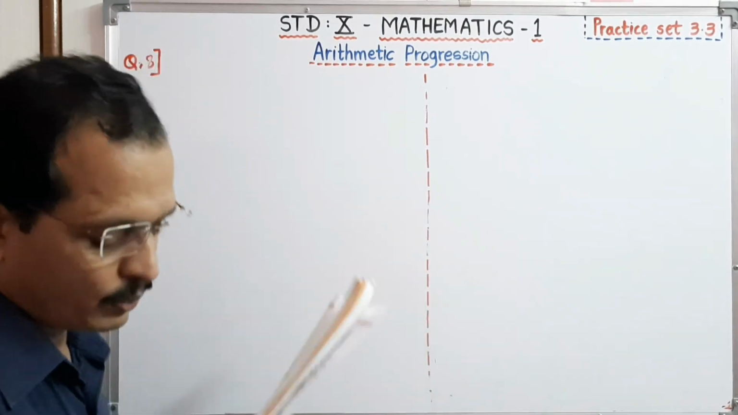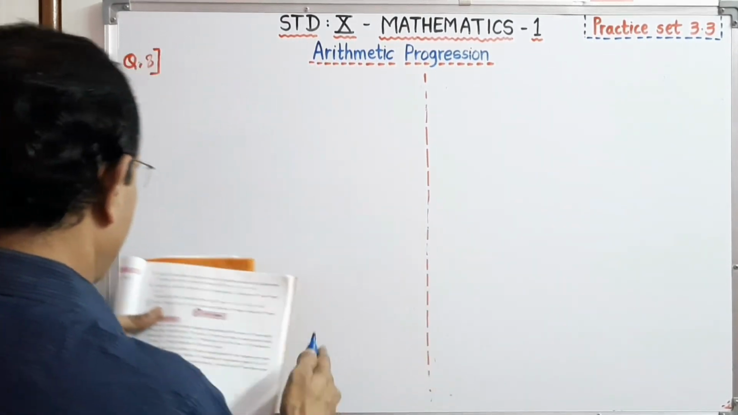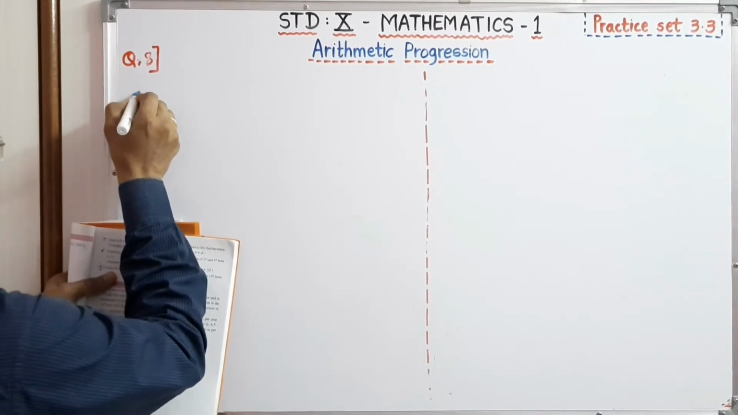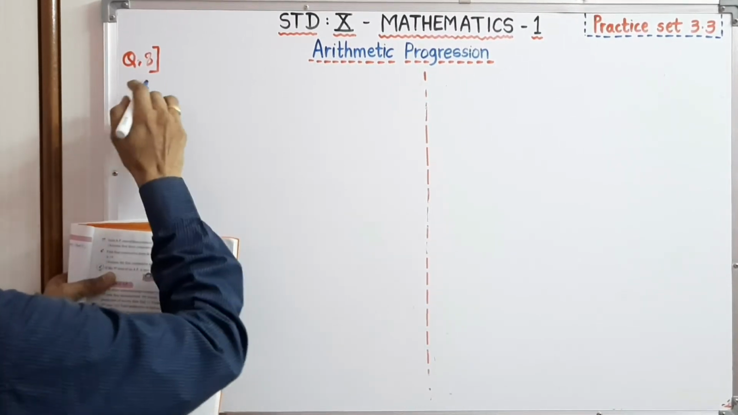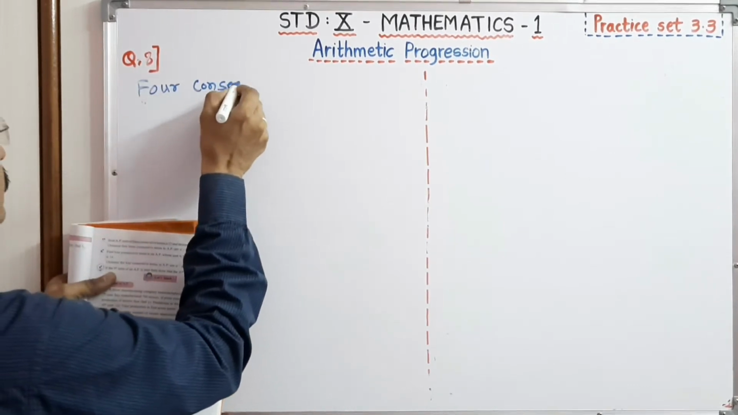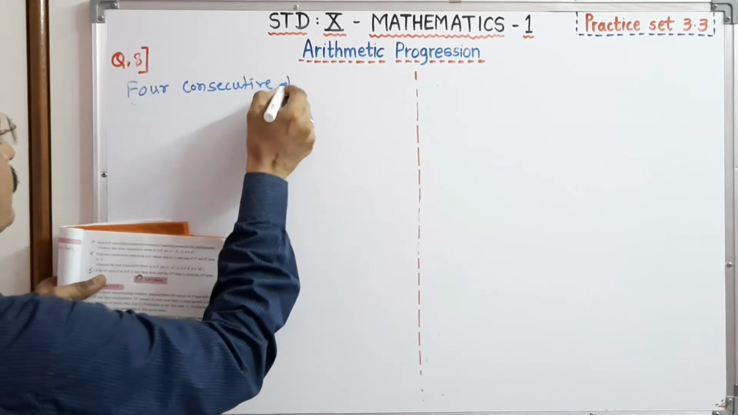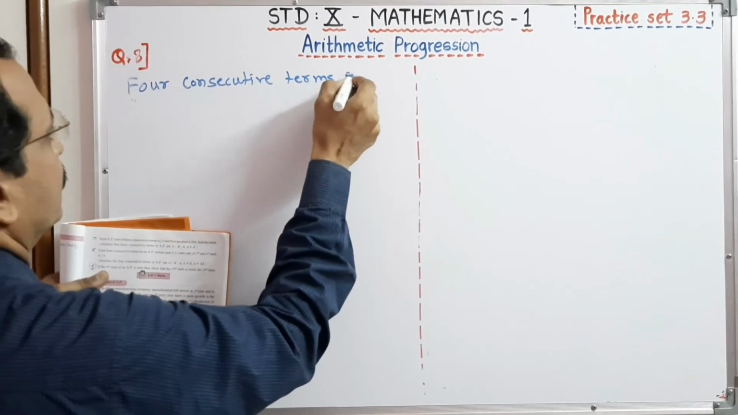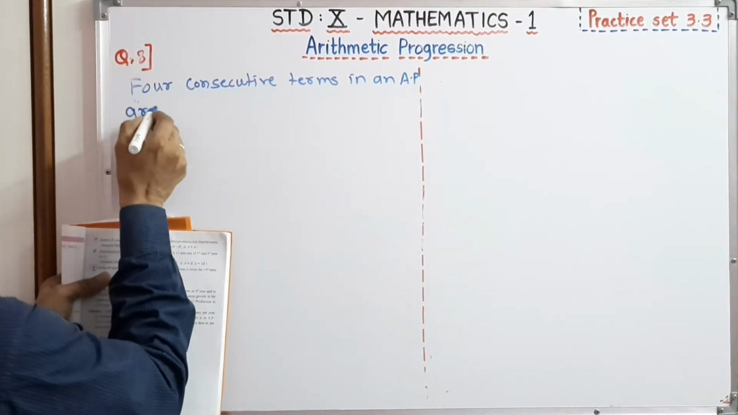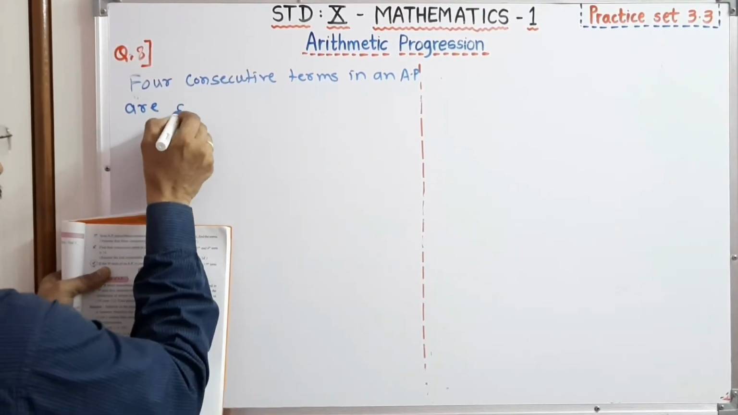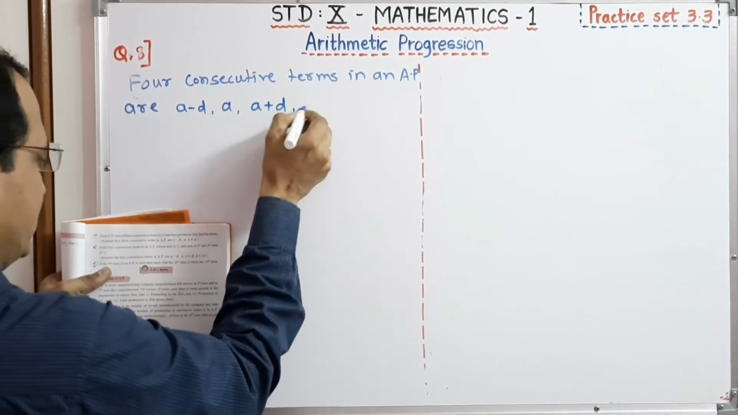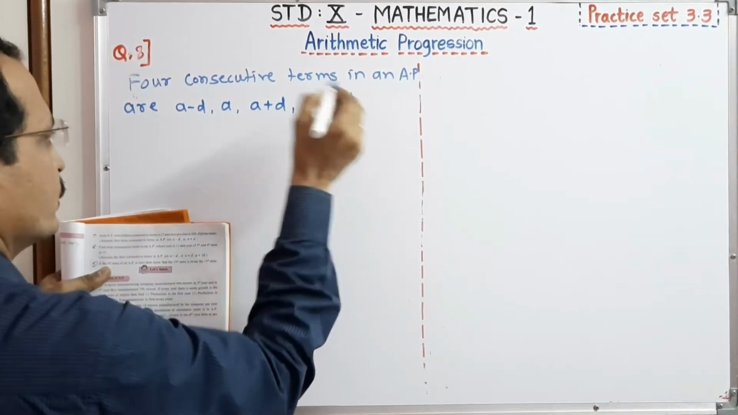Therefore, first of all, it is already given, therefore we can write here: the 4 consecutive terms in an AP are a minus d, a plus d and a plus 2d.